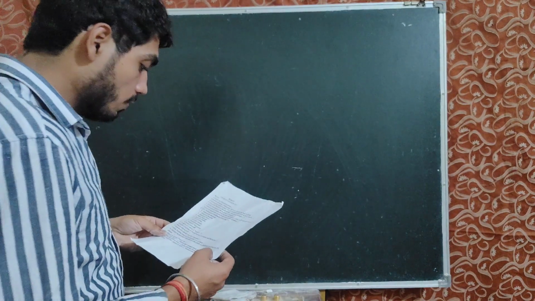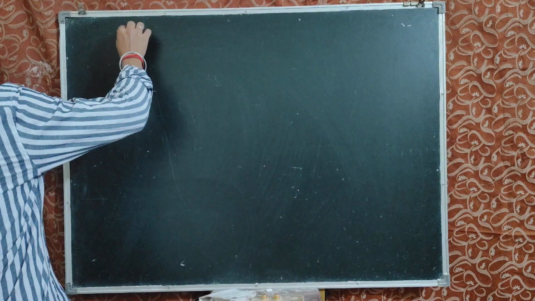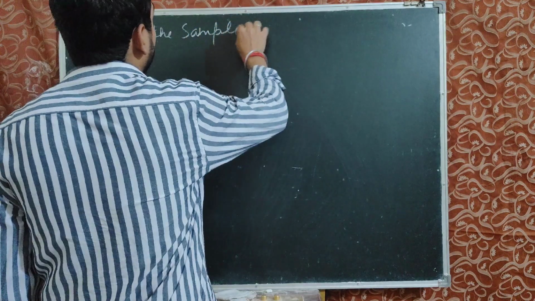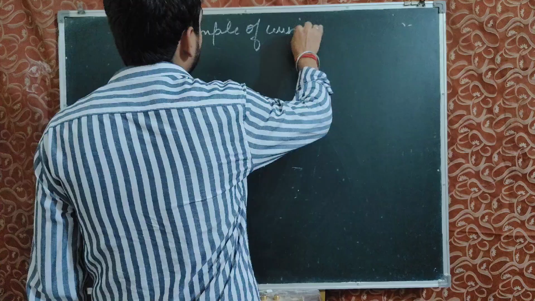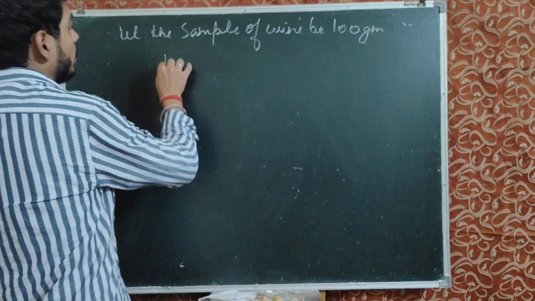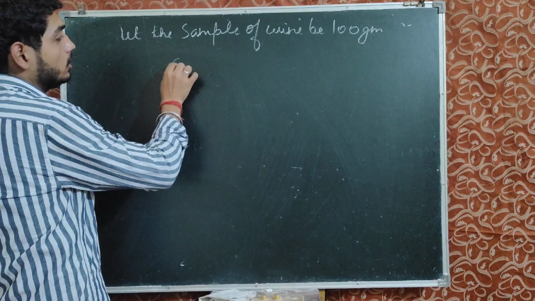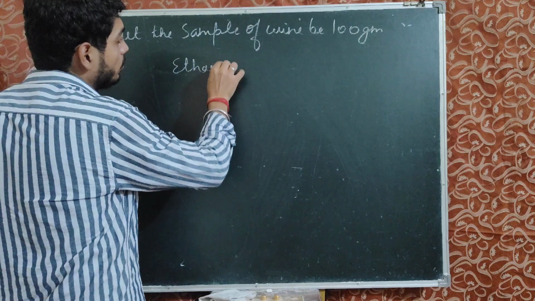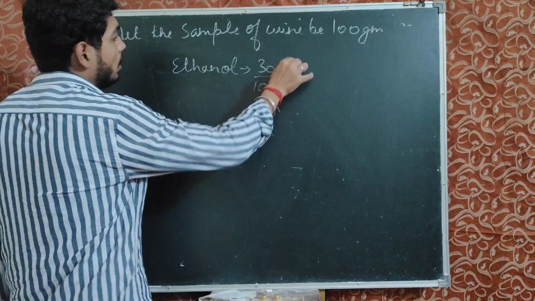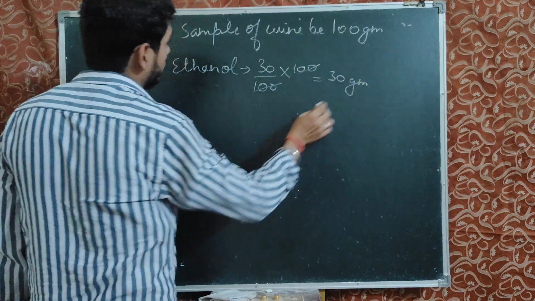Calculate the percentage composition of carbon present in a sample of wine containing 30% ethanol. Let the sample of wine be 100 grams. So what is the mass of ethanol present in that? Because it is containing 30%, so 30 upon 100 into 100. So basically this will come out to be 30 gram. So 30 gram of ethanol is present in that sample.